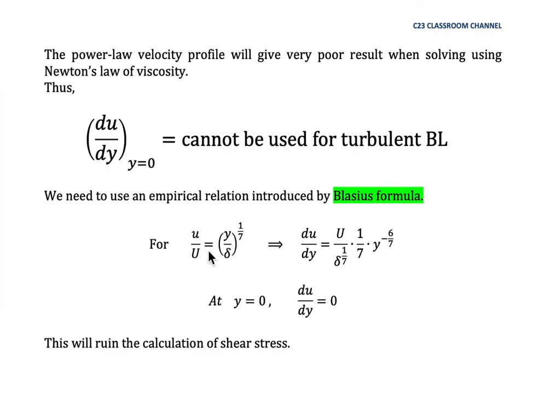For example, we have u over U equal to y over delta to the power of 1 over 7. If we do du/dy, we get this term, and when we substitute the value of y equal to 0, we will find that du/dy is equal to 0. In terms of mathematical solution, it is correct. There are no mistakes in this calculation. But for solving the boundary layer in turbulent flow, the value 0 here does not match the real situation. So that means we cannot use Newton's law of viscosity in the calculation of the turbulent boundary layer.